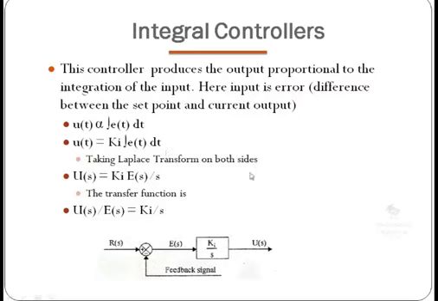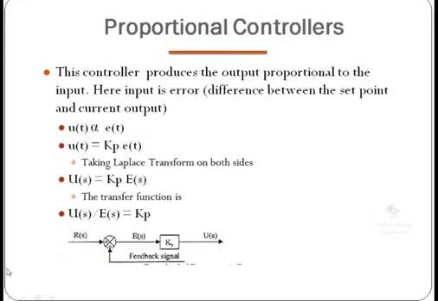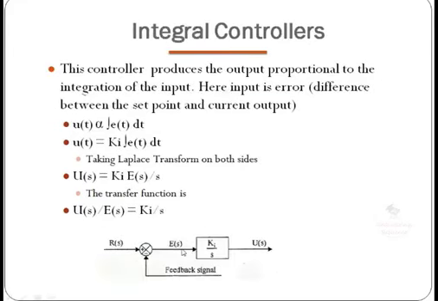Again, same logic, I am taking the Laplace transform on both sides. Now this becomes U of s is equal to Ki into E of s divided by s. What is the Laplace transform of output by Laplace transform of input? That is nothing but your transfer function. Here it is U of s by E of s is equal to Ki divided by s, because integration means 1 by s. If you are taking the Laplace transform for the integration, that is nothing but 1 by s. So my transformation becomes Ki divided by s. So in the place of the controller, I am having Ki by s. See, here I have only Kp, but here I am having Ki by s because of the integral action.